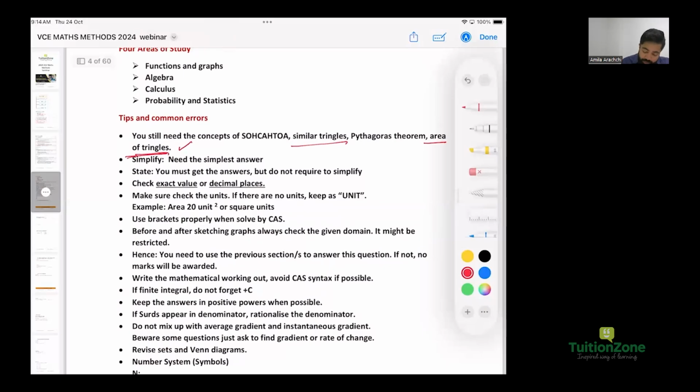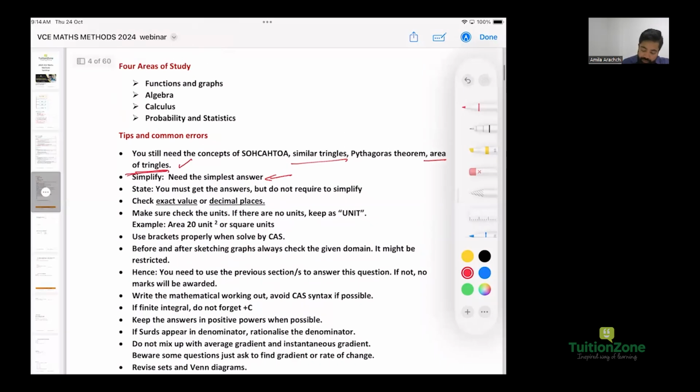All right. If the question asks you to simplify, you must simplify. Get the simplest answer; you can't just leave large answers. And in some questions you will see the word "state". What does state mean? You just need the answer. See the difference between simplify and state: simplify means the simplest form, state means just give the answer as it is.